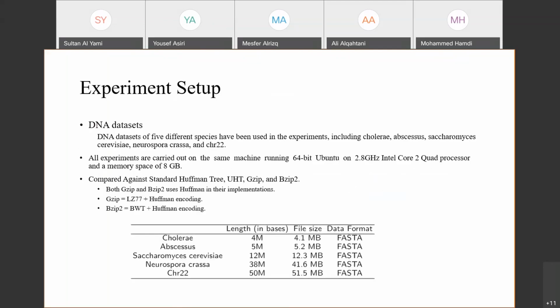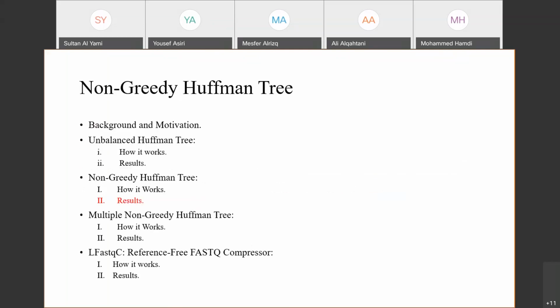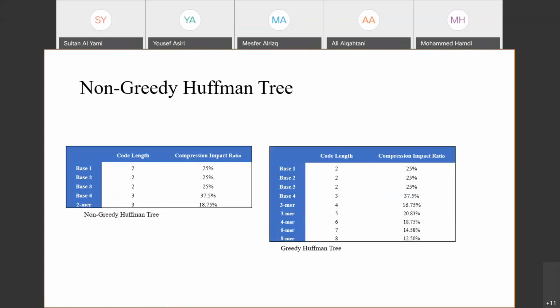The experimental setup is the same as the previous tool, so we'll skip it. The result. These two tables are a real example of encoding information for the same genome, for non-greedy Huffman on the left and greedy Huffman on the right. To provide better compression, we restrict encoding to a single k-mer, which is a 2-mer. So the table on the left has 4 bases and 1 2-mer to encode, while the table on the right has 4 bases and 5 k-mers, which are 2 3-mers, 1 4-mer, 1 6-mer, and 1 8-mer.